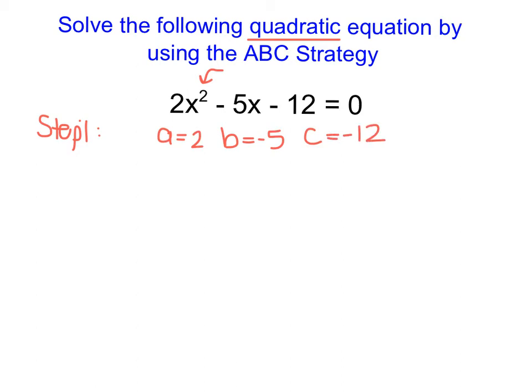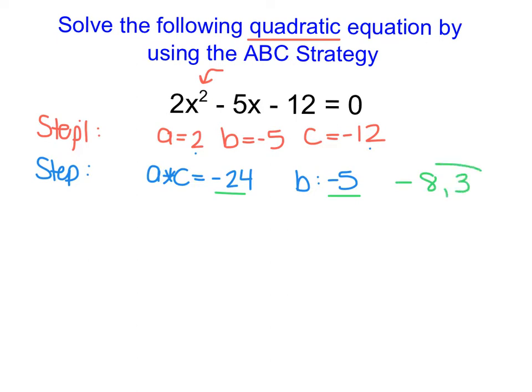Then our second step is also still the same. We multiply a times c, so we take a times c, which in this case is 2 times -12, so that's -24, and we add to b, which is -5. So we need two numbers that multiply to a times c, which is -24, and add to -5. So if I start thinking through the factors of 24, I eventually find that -8 times 3 gives me a multiplication of -24 and addition of -5.